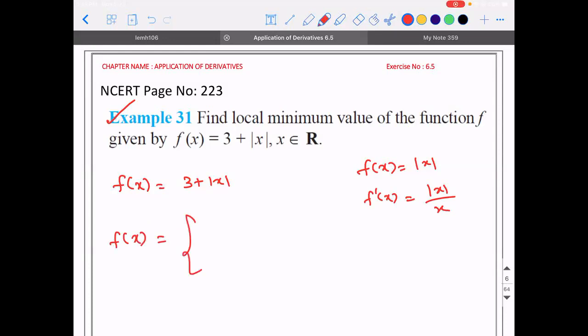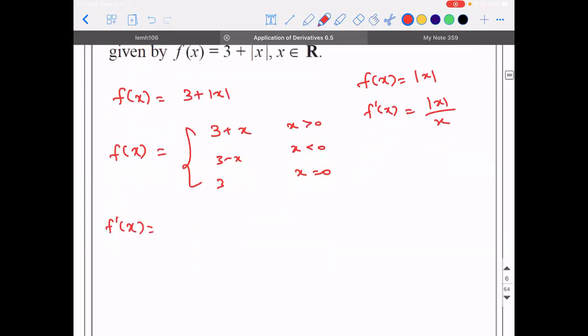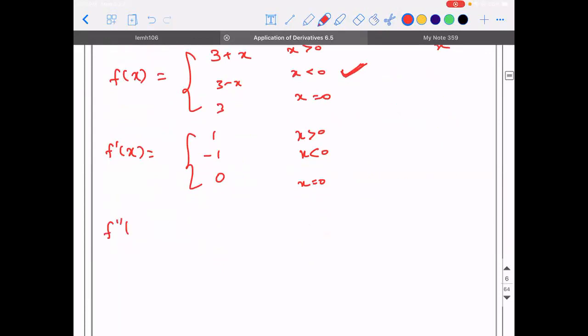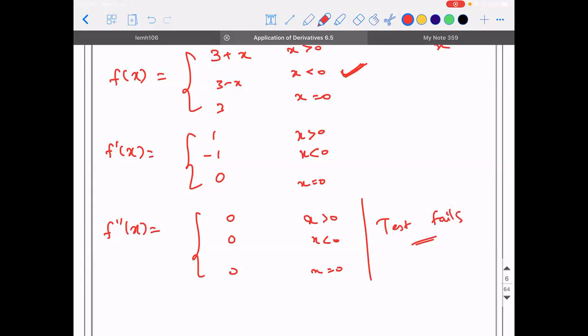Similarly, we can define f of x as 3 plus x for x greater than 0, 3 minus x for x less than 0, and 3 for x equal to 0. So what is going to be the value of f dash of x? 1 for x greater than 0, minus 1 for x less than 0, and 0 for x equal to 0. Is everyone clear with this step? Yes, sir. Now tell me, what is f double dash of x? 0, 0, 0. So again, this test fails. Now we need to go to the first derivative test.